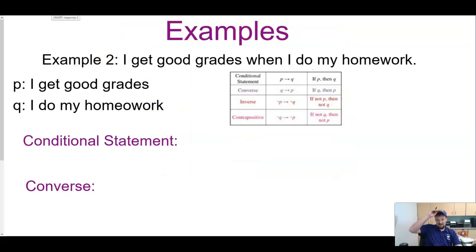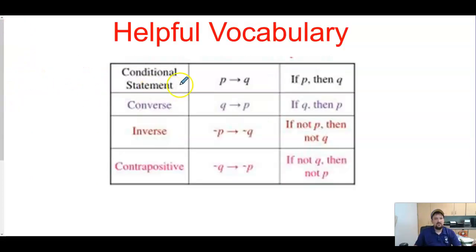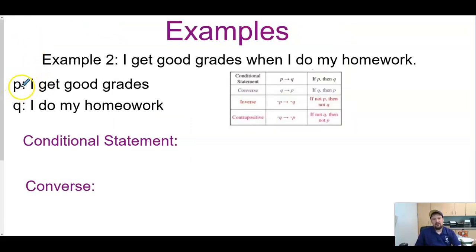We did example 2. I have this written first. I think it's a good example to start with. P and Q are statements. Over here we're saying if P then Q, if Q then P. P and Q are statements that we're going to make. For this example, the P statement is I get good grades, and the Q statement is I do my homework. We're just saying I get good grades when I do my homework, and we're going to change it to a logic statement.